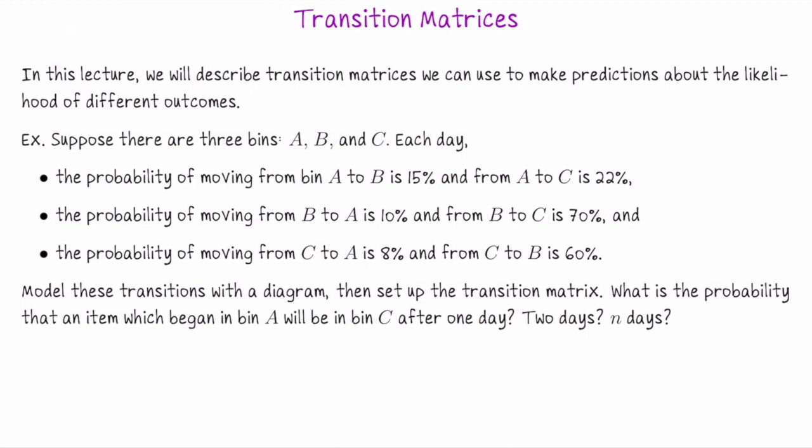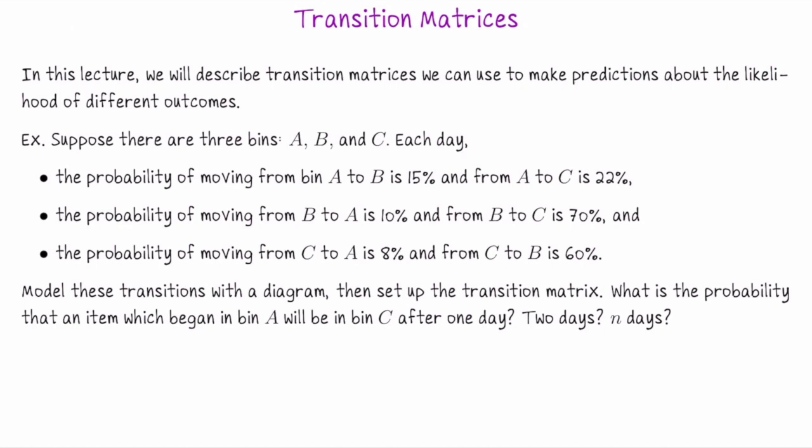So suppose there are three bins, A, B, and C. So I'm in a store and I have three bins, A, B, and C, and every day I take some of the objects from one and move them to another. Suppose the probability of moving from A to B is 15% and from A to C is 22%. Implicit in that is the idea that staying in bin A happens at a probability of 63%. The probability of moving from B to A is 10%, from B to C is 70%, so there's a 20% chance of staying in B. And then the probability of moving from C to A is 8%, and from C to B is 60%.